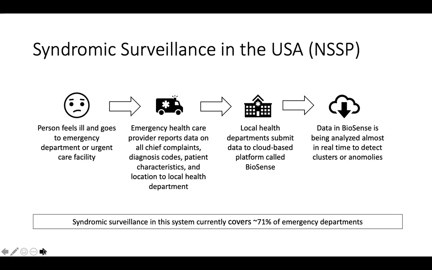And that data can be analyzed almost in real time to detect the emergence of new diseases, or not diseases, I guess, new symptoms, and how those are potentially clusters of diseases within urgent care facilities or emergency departments. According to the CDC's website, the NSSP system that tracks syndromic surveillance currently covers around 71% of emergency departments in the country.